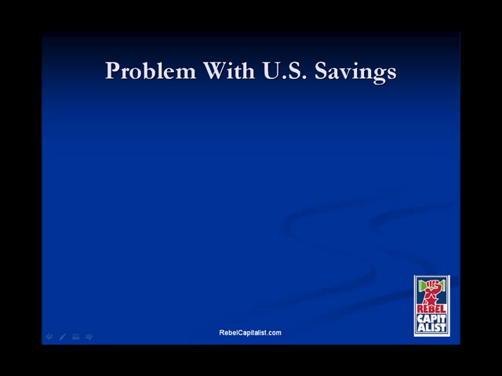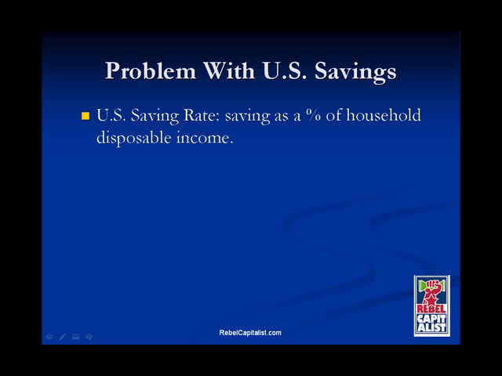So let's cover the problem with U.S. savings. The economists look at this concept of the U.S. savings rate to determine whether we are saving enough. The savings rate is the savings as a percentage of household disposable income. It's low, and in fact it was negative in 2005, which implied that we were borrowing money to cover our expenses because there wasn't enough savings.